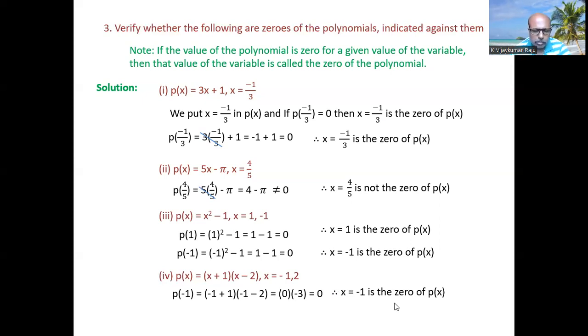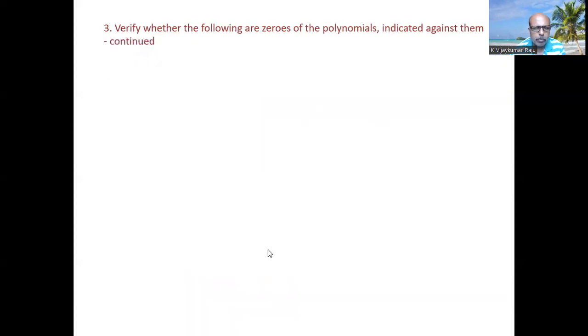So that means if the value of the polynomial is 0, then we say it is a 0 of the polynomial. Now let's take the next. P of 2. 2 plus 1 and 2 minus 2. 2 minus 2 is 0 and 2 plus 1 is 3. 3 into 0 is 0. So here x is equal to 2 is also a 0 of the polynomial. Clear? I think this is clear.